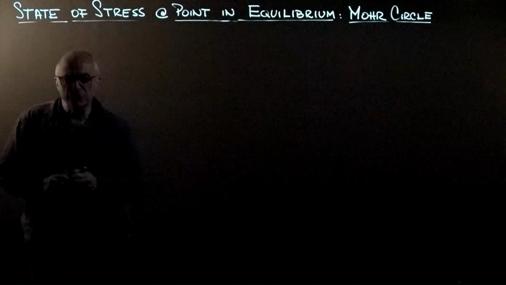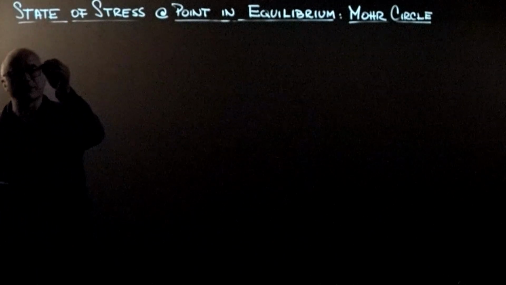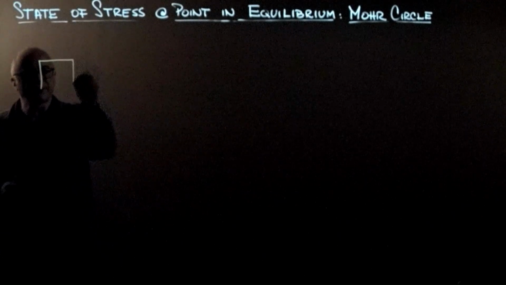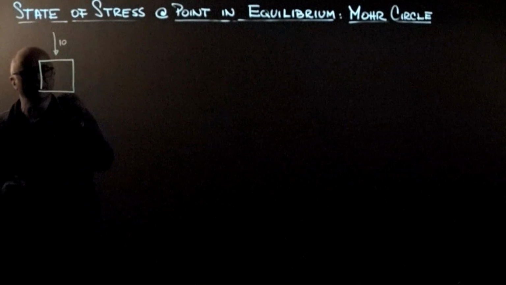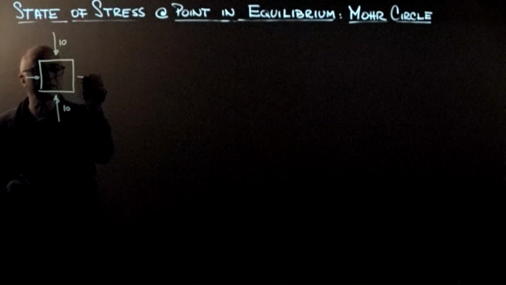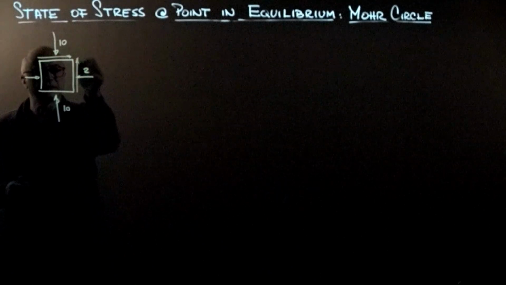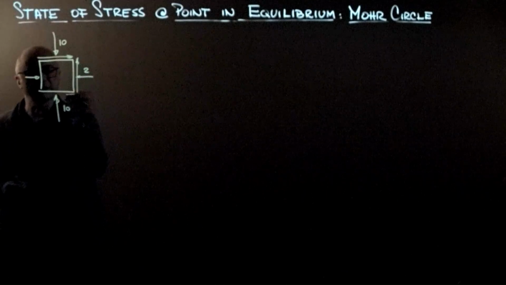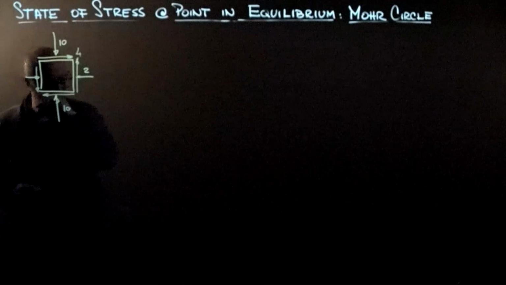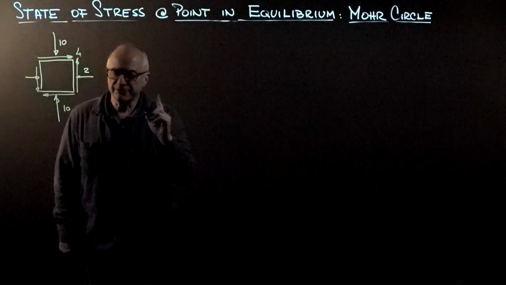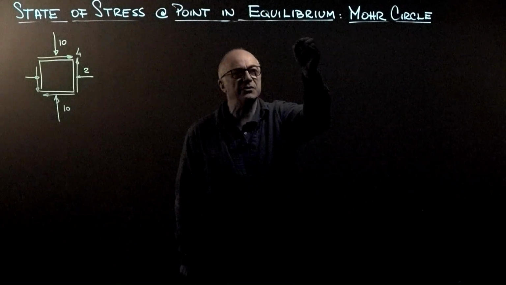So let's see how to draw the circle. Let's consider the following state of stress, which is going to be defined by the vertical stress, which we're going to say is 10, the horizontal stress 2, and shear stresses with proper reciprocity, let's say 4. Now, the first thing that we need to do to draw the Mohr circle is to establish a sign convention.